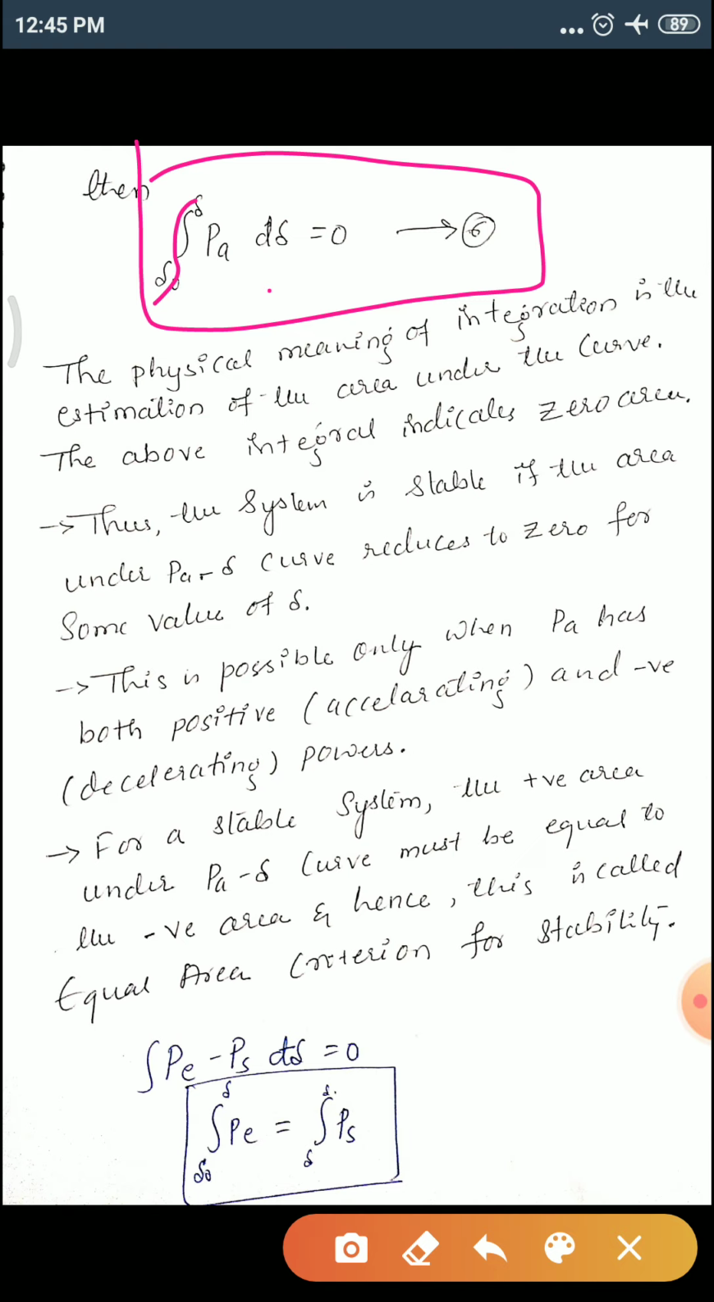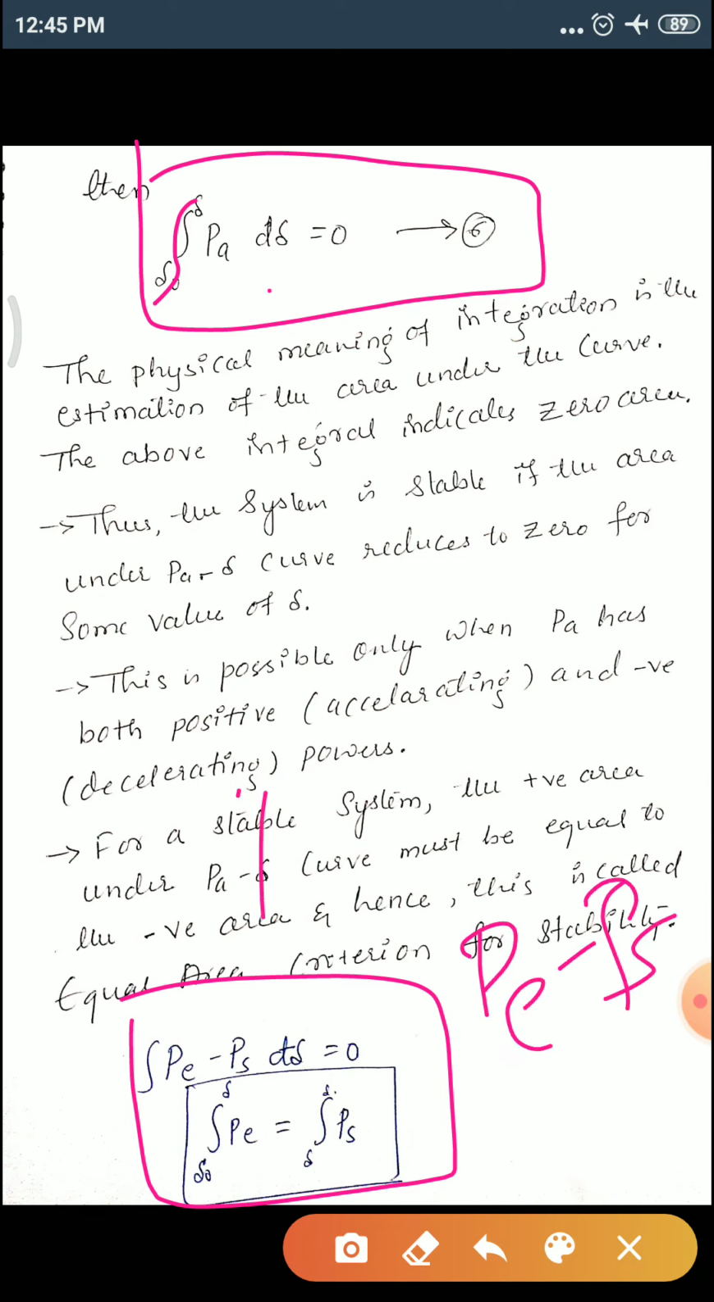So what we can do is, observe in this, Pa is nothing but your Pe minus Ps, right? So this is the acceleration power. Acceleration power Pa will be equal to electrical power minus mechanical power. Okay, so when you substitute in this equation, what will be there? If you substitute the Pa value as Pe minus Ps into d delta equal to 0, then integrating on both sides, therefore the integration of Pe will be equal to the integration of Ps.